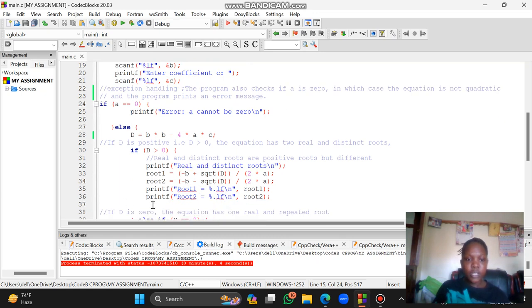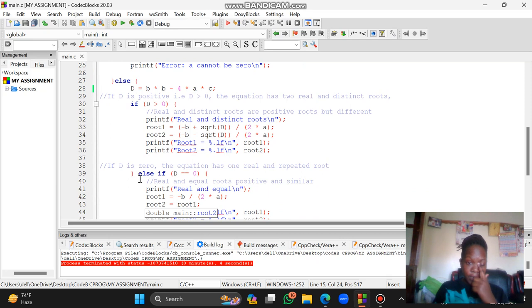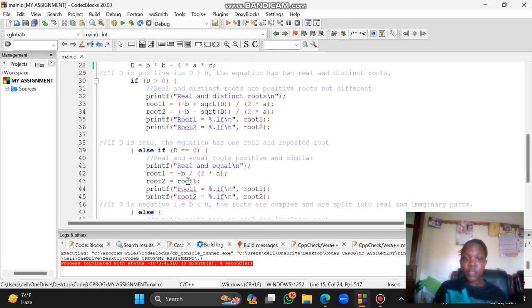Then we continue in this part. If D is 0, then the equation has one real root or repeated root. So in this case, we have one real root, but it is equal. Let us say you have a root 2. So root 1 is equal to root 2, as you can see. That is what we mean by real and repeated.